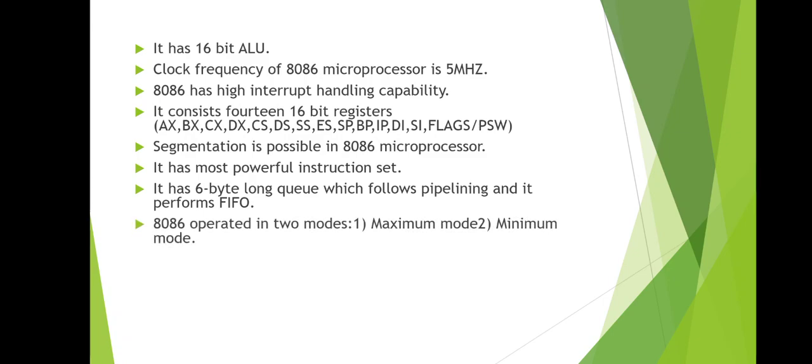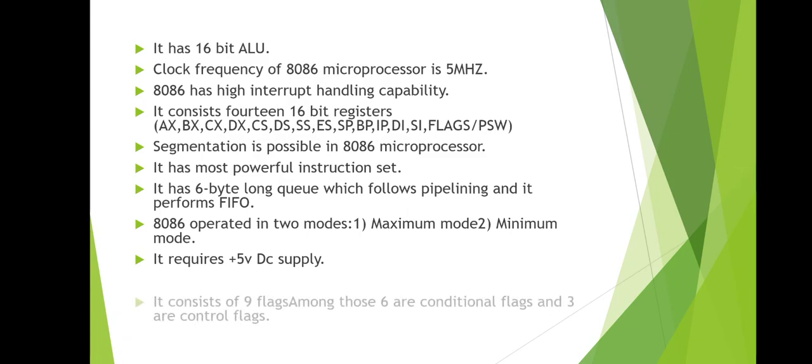And another one is 8086 operates in two modes. Here 8086 microprocessor operates in two modes. First one is maximum mode and second one is minimum mode. Here we have to remember that it operates in two modes, maximum mode and minimum mode. And it requires plus 5 volts DC supply. Every circuit requires supply to operate. So 8086 microprocessor requires plus 5 volts DC power supply.